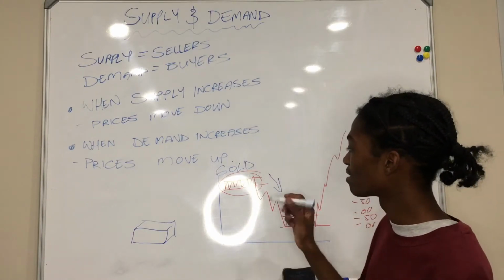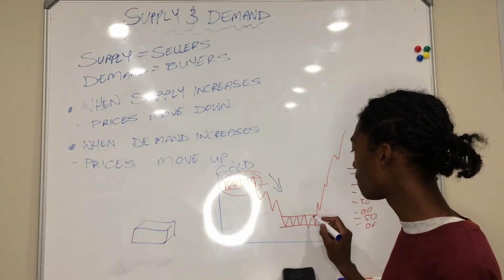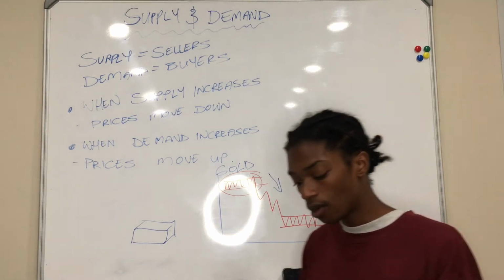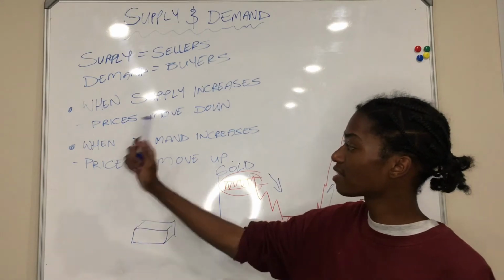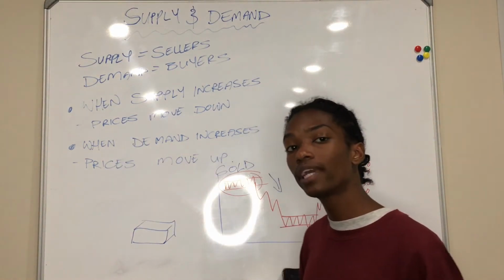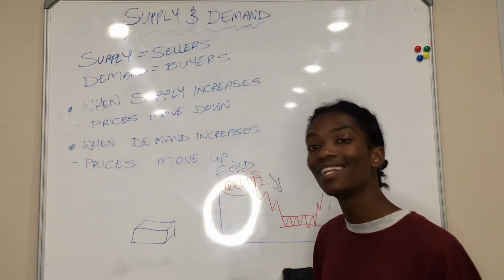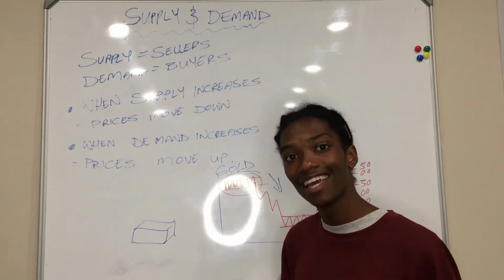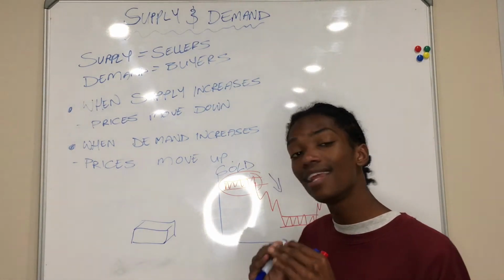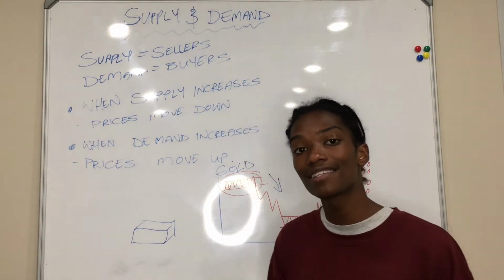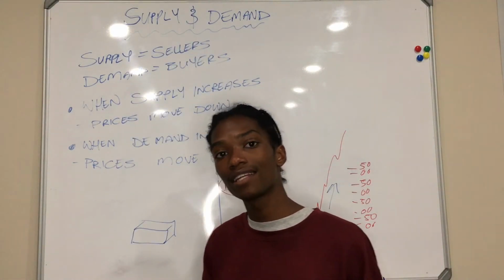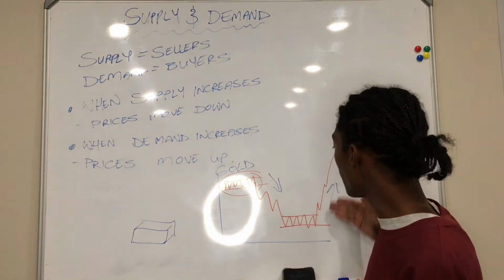Now, let's throw a spanner in the works, guys. We spoke about when supply comes into the market, prices go down, and when demand comes into the market, prices go up. Now, what happens if demand remains equal? We can also denote that when there's less supply of a particular asset, less sellers willing to sell, then prices move up.